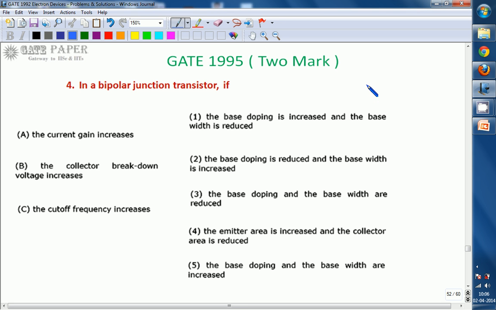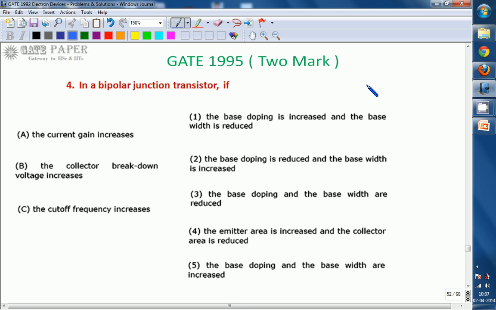We are discussing the GATE 1995 ECE paper, and this is a 2 marks question related to electronics. It's a match the following type question related to BJT, bipolar junction transistor. On one side it is given: the current gain increases, collector breakdown voltage increases, and the cutoff frequency increases. What you are going to do such that these things are going to increase.